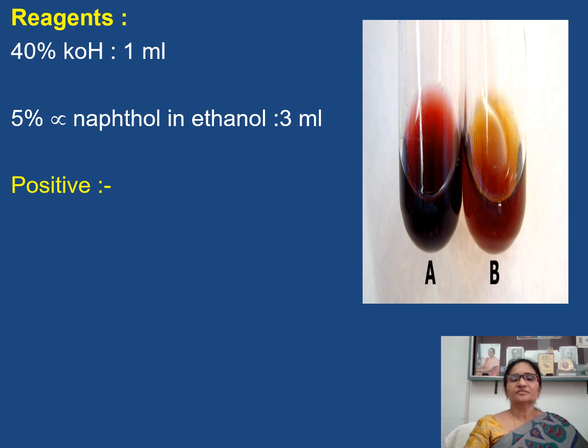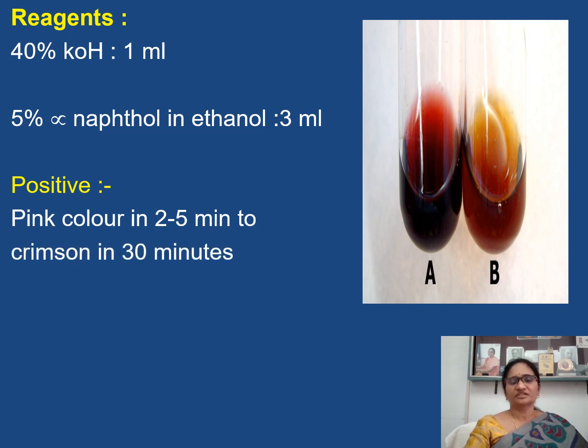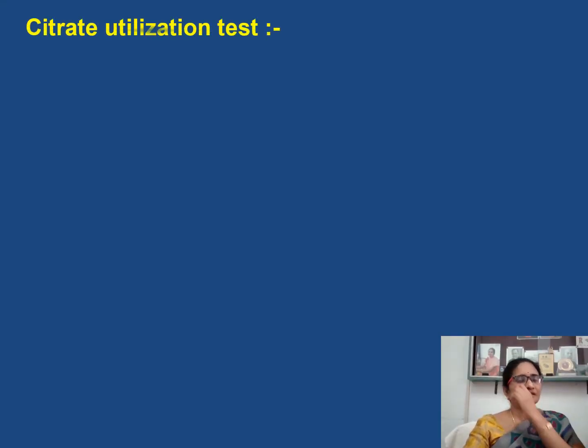Then immediately you can see the crimson pink color. The positive color is pink within 2 to 5 minutes, becoming dark crimson pink within 30 minutes. That indicates a positive Voges-Proskauer test. A yellow color is negative for VP. Escherichia coli will be negative for the VP test and Klebsiella will be positive for VP.